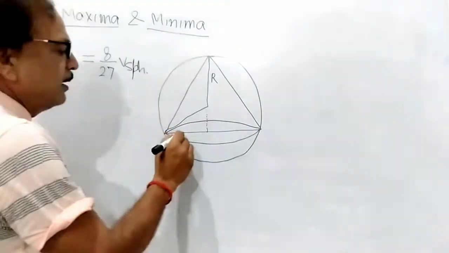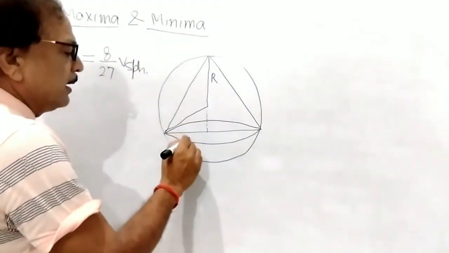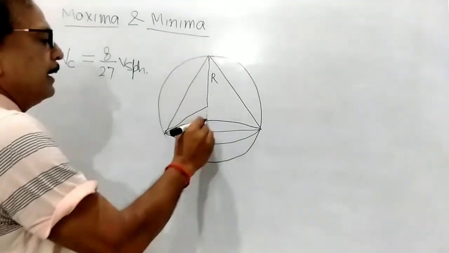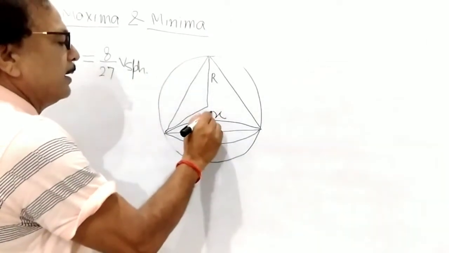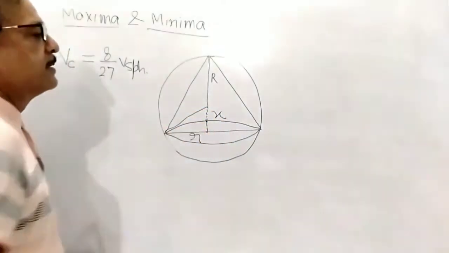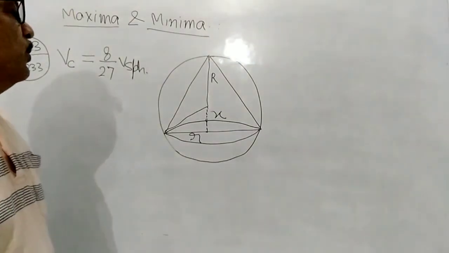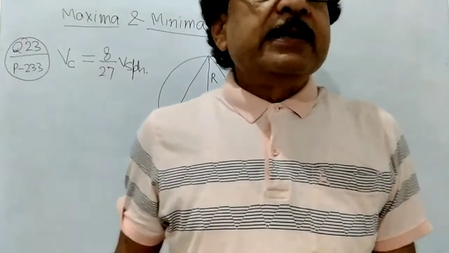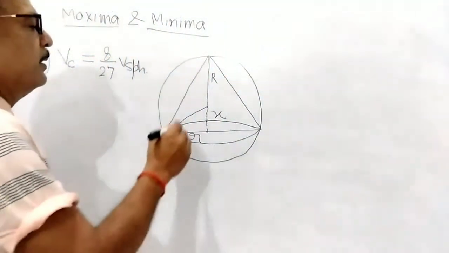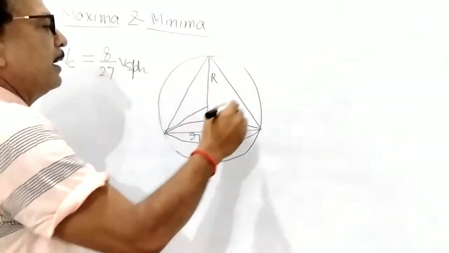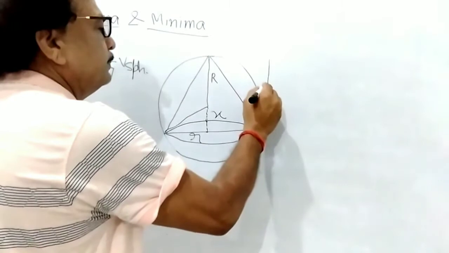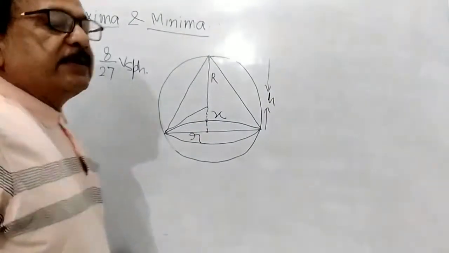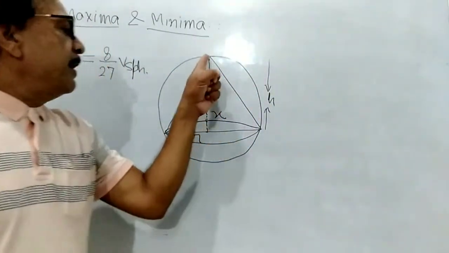Let r be the radius of the cone, and let this distance be x. H is the height of the cone. This height is h.